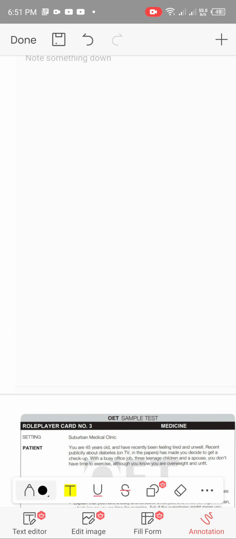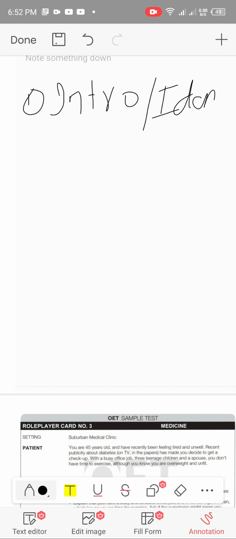So the first thing is intro, which I have already told you: how you're going to introduce yourself, and how you're going to identify the patient. And that is different for the different cue cards. This is the first thing, intro.